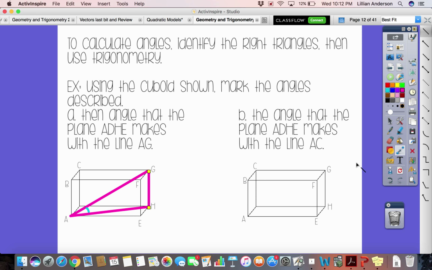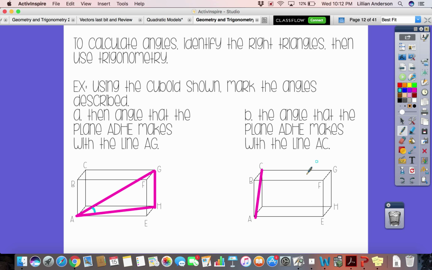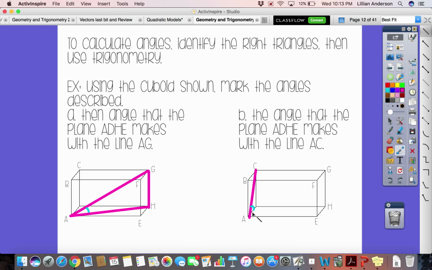Now let's look at the next one. It says the angle that plane ADHE makes with line AC. Well, here's AC. Let's start there. That's the easy part. And now plane ADHE is this bottom plane right here. So we're trying to figure out, okay, what is that angle that that particular line segment makes with that? Okay. Well, if we think about it, it's basically right along that left wall of that cuboid. And so the angle that's going to make with that plane is that angle that is created with this particular line segment there. And there's your triangle.